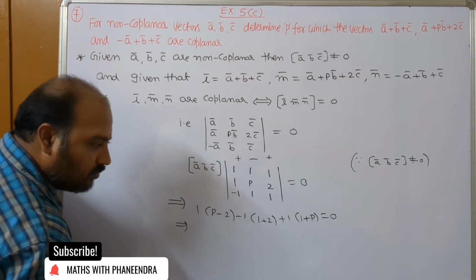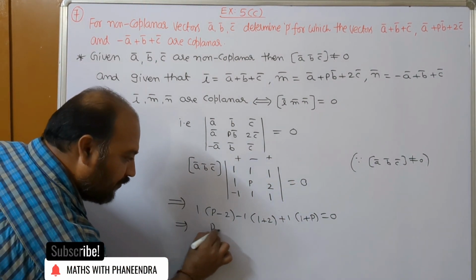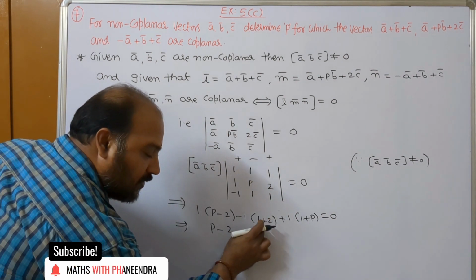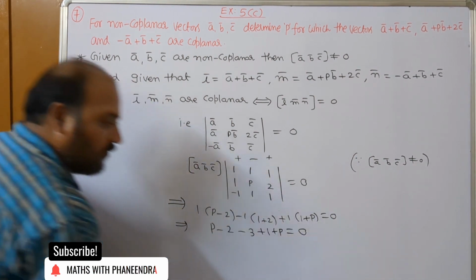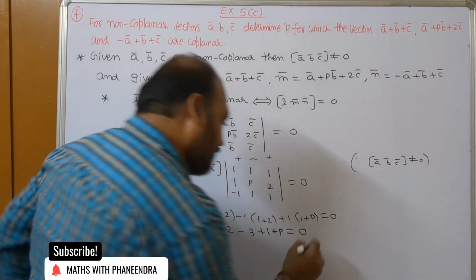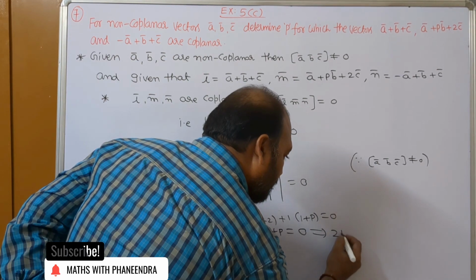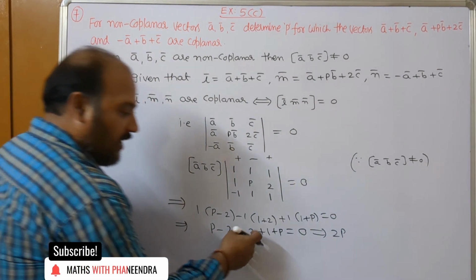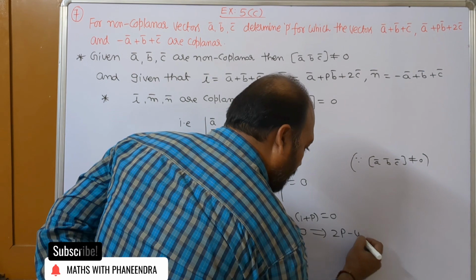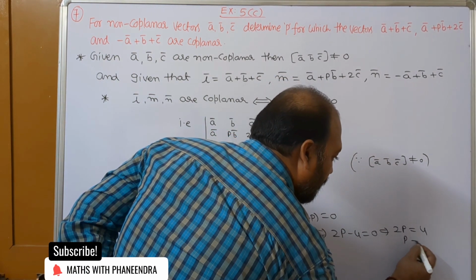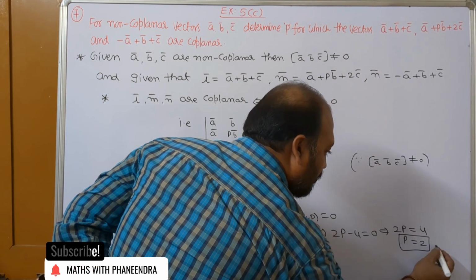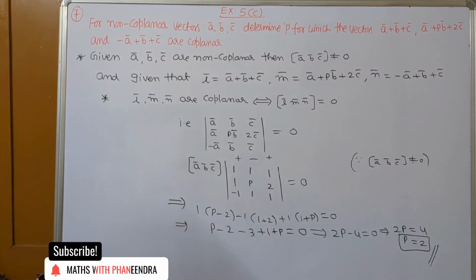So here p minus 2 minus 3, 2 plus 1, 3. So 1 plus p. So p plus p, 2p, minus 2 minus 3, minus 5 plus 1, so minus 4. So that implies 2p equal to 4, p equal to 2. So the value of p is equal to 2. I hope you understand. I'll move on to another question.